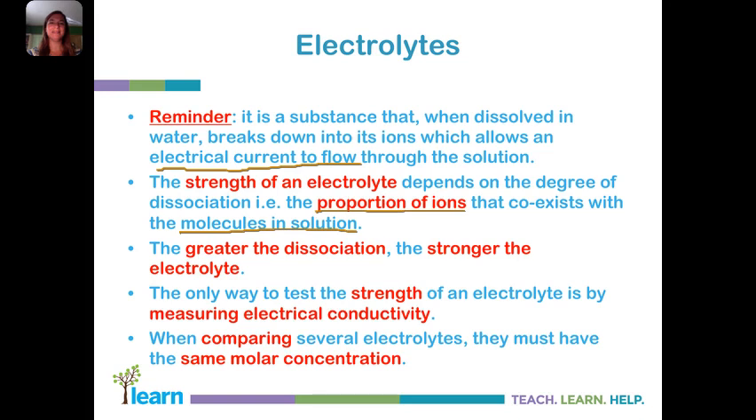The only way to test the strength of an electrolyte is by measuring the quantity of electrical conductivity that is allowed. And when you compare it to other electrolytic solutions, make sure that you have the same molar concentration, or else your comparison will not make sense.